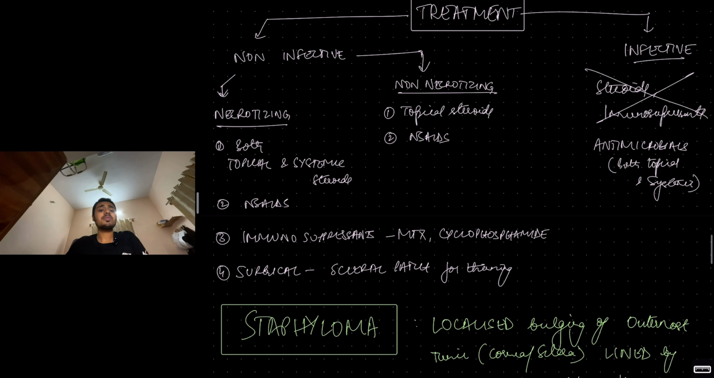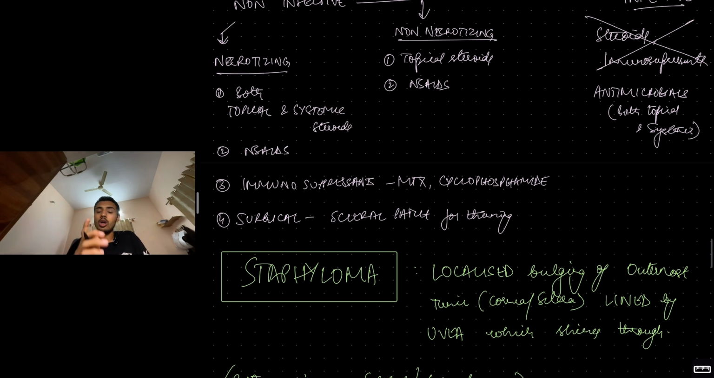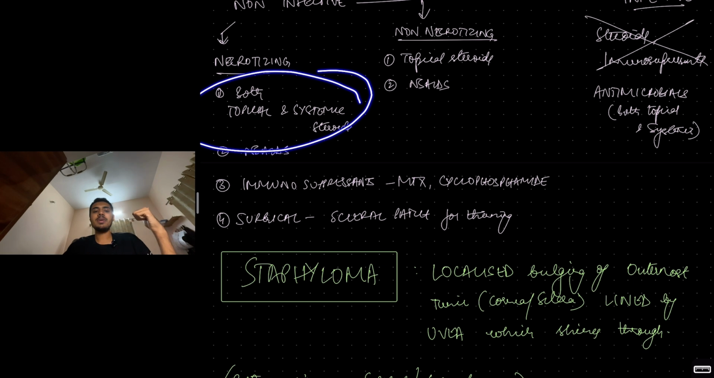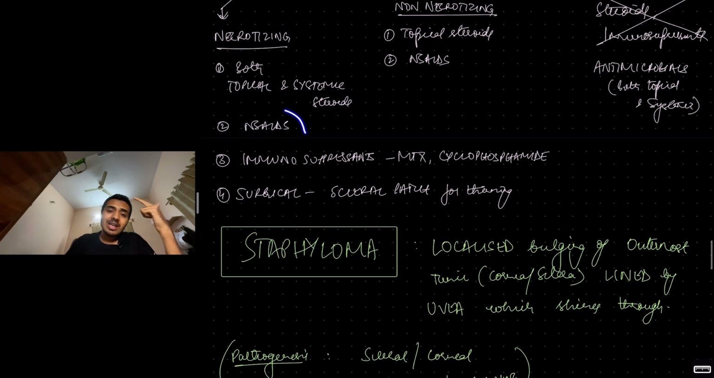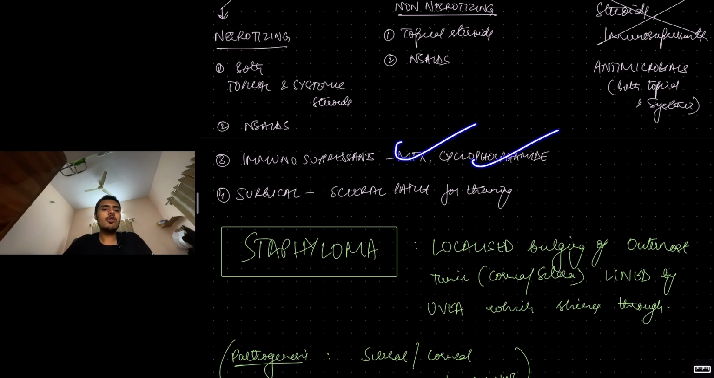Whereas necrotizing, this is a problem because you'll have scleral thinning, you'll have necrosis, lot of pain. So lot of pain depends if it is without inflammation or with inflammation. So what will you give? You'll give both topical and systemic steroids. You'll give both topical and systemic NSAIDs. You'll give immunosuppressants to suppress the autoimmunity. It is immune mediated, right? Non-infective is immune mediated. So you'll give methotrexate, cyclophosphamide, immunosuppressants.